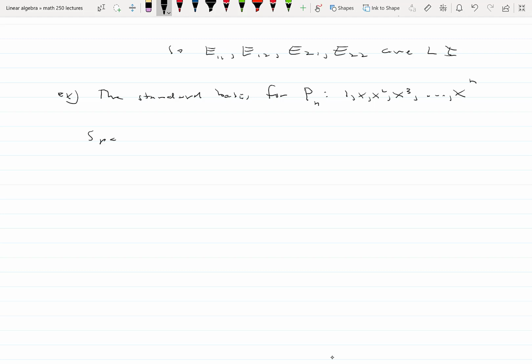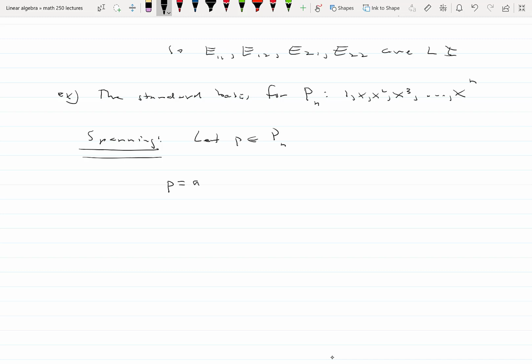Okay, spanning. That means I want to show that every element of Pn can be written as a linear combination of these vectors. Pick something out of Pn. Let p be in Pn. Okay, what does p then look like?